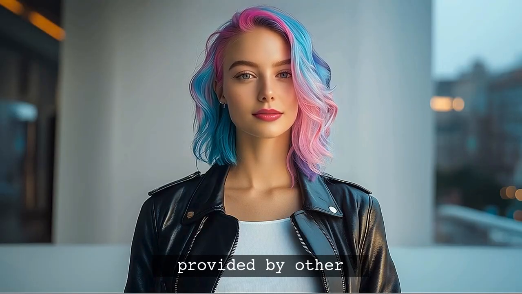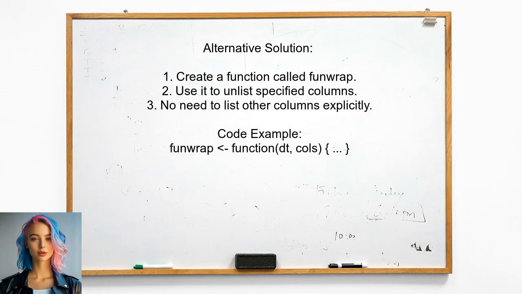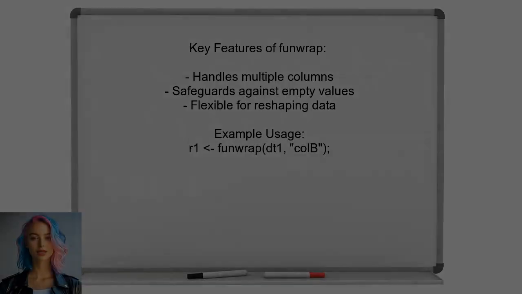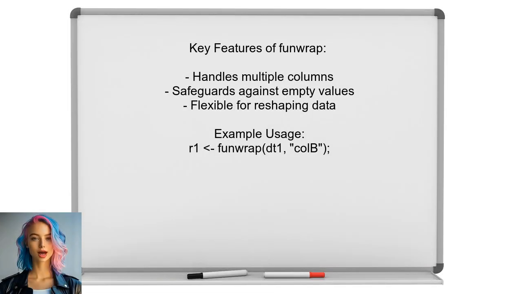Now let's look at the answers provided by other users. An alternative solution provided by another user involves creating a custom function called funwrap. This function allows you to unlist a specified column or multiple columns in a data table without needing to explicitly list all other column names. The funwrap function also includes safeguards against empty values and allows for handling multiple columns simultaneously. This makes it a flexible option for reshaping your data.